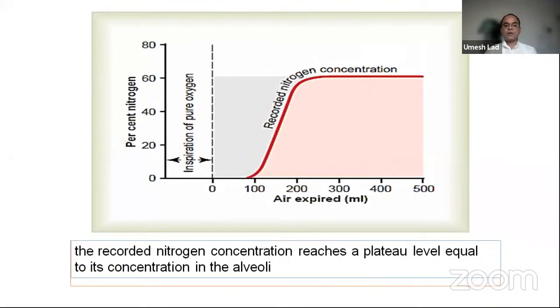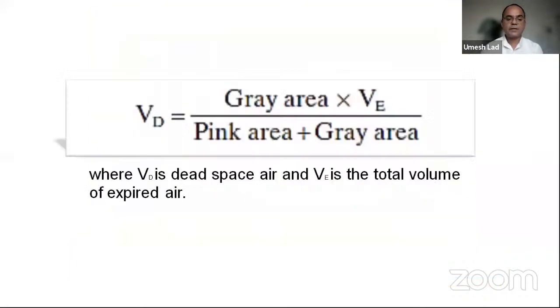The recorded nitrogen concentration reaches a plateau level equal to its concentration in the alveolus. This is how the dead space air measurement is done. Now, this is not enough. We now have to do a calculation. In this graph, the areas are measured and calculated by a simple formula. VD stands for the dead space air and VE stands for the total volume of the expired air.